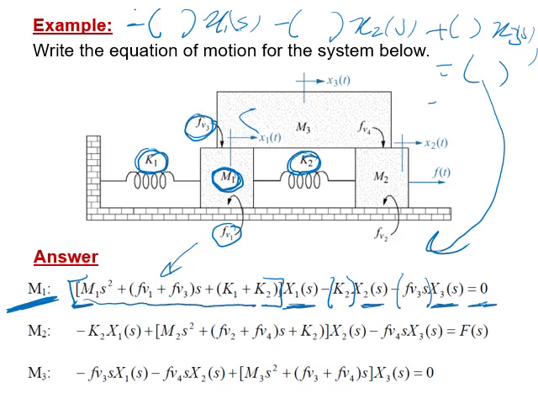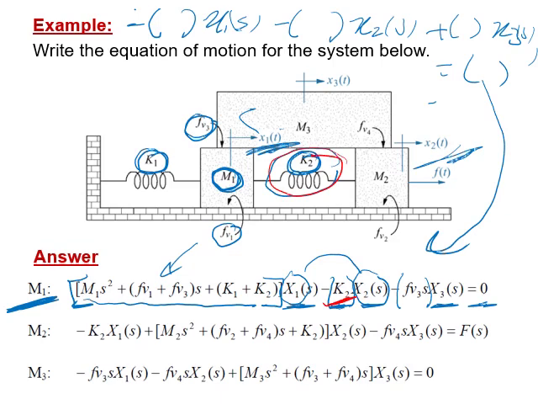Similarly, for the second one, you will find the link between X1 and X2. What is the link between X1 and X2? Notice here, this is X1. Here, this is X2. What is the link between them? Only K2. That's why we will find K2 here.